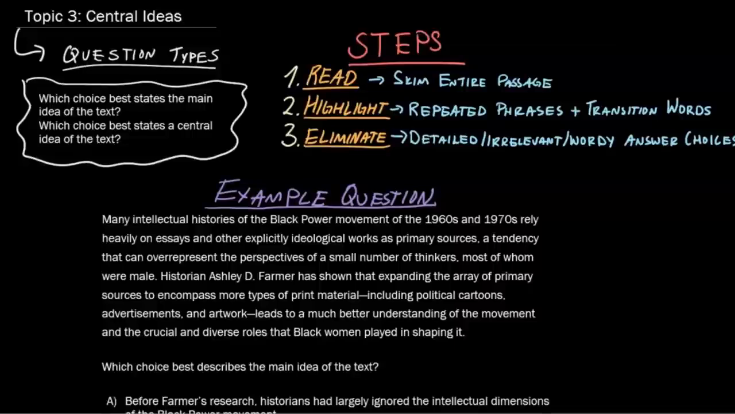SAT Topic 3, Central Ideas, is one of the most important skills that you're going to want to have in your back pocket for the SAT exam. There are only two questions the College Board can really ask you here, and they're pretty much the same thing. Which choice best states a main idea? Which choice best states the central idea?